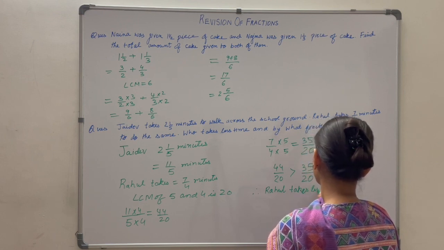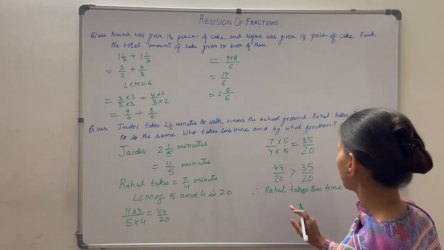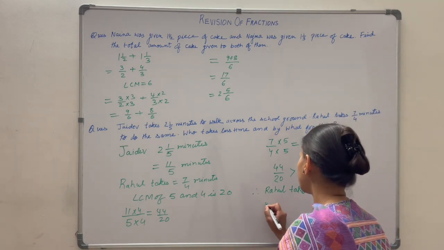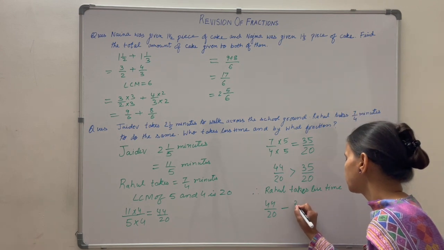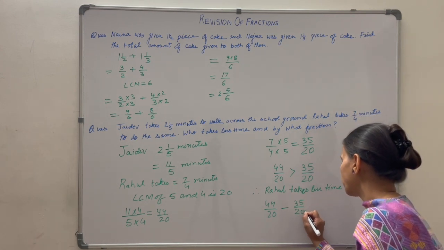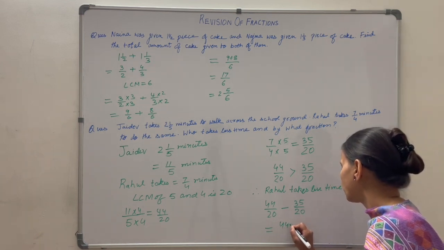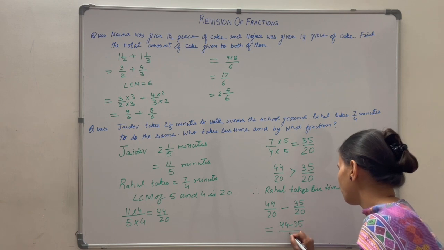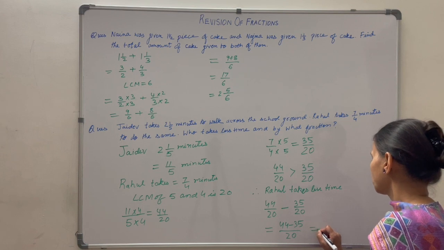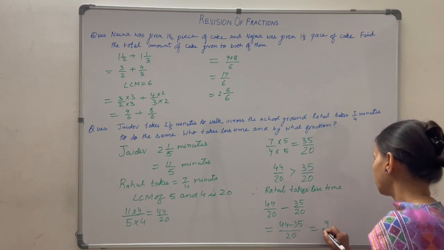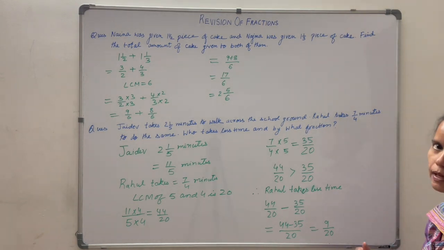Rahul takes less time. And by what fraction? That means you have to subtract the smaller fraction from the greater one. So 44 upon 20 minus 35 upon 20. Here you just subtract the numerators, 44 minus 35, because the denominator is same. You have already converted into equivalent fractions. So 44 minus 35 is 9 upon 20. So by what fraction? By 9 by 20.